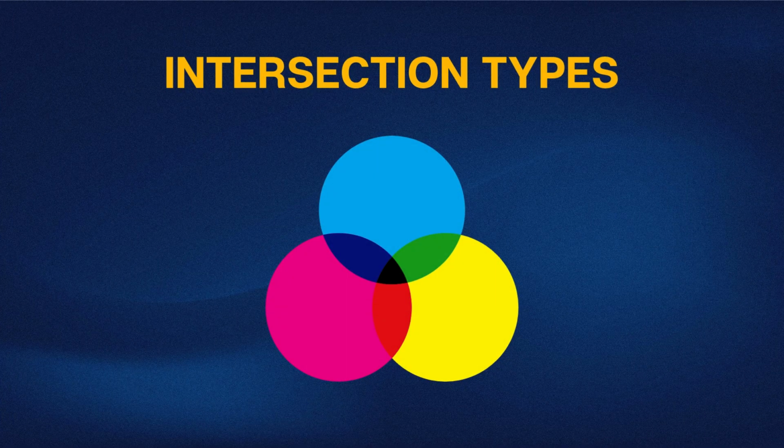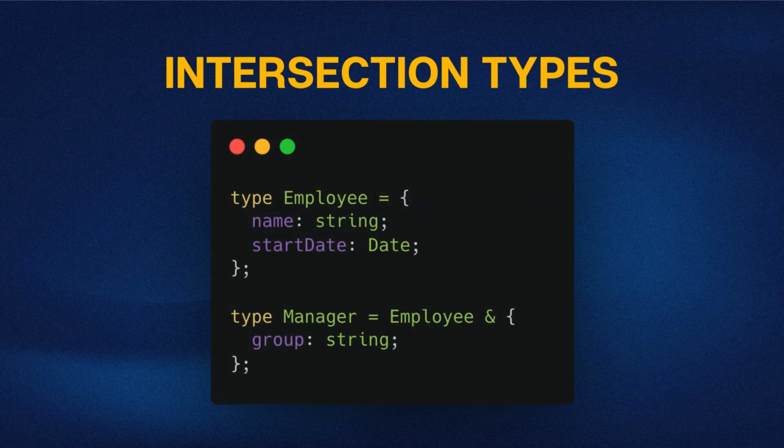Intersection types, on the other hand, combine multiple types into one. This is represented by the ampersand symbol. It's like saying AND between types, ensuring that the resulting type has all members of the combined types. Here, manager is an intersection type that combines employee with an additional group property. A manager has all the properties of employee plus the group they manage.